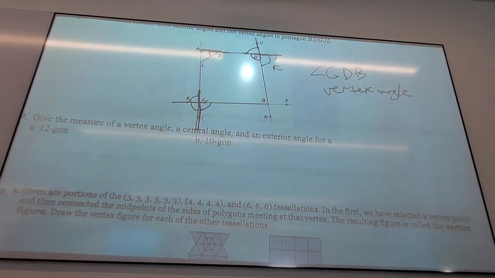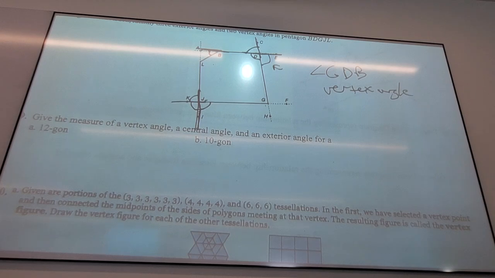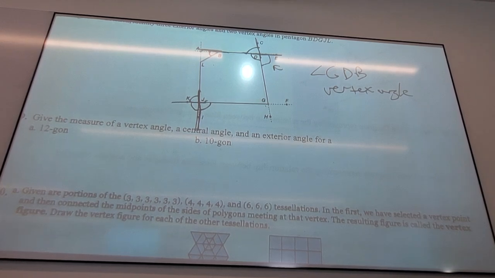Yes. They're essentially the angles made by the vertices. That's why I like vertex angle more than interior angle. If you find a vertex and then you just see what angle it makes inside, that's a vertex angle.